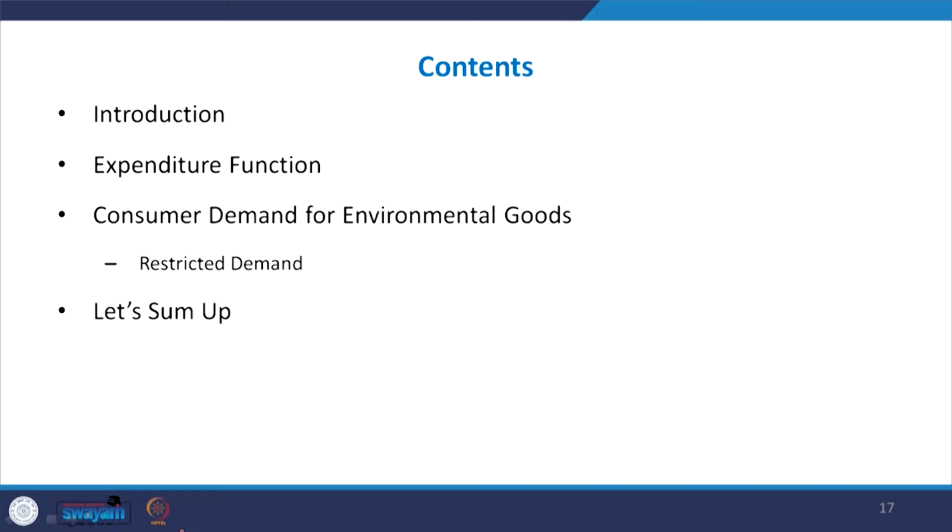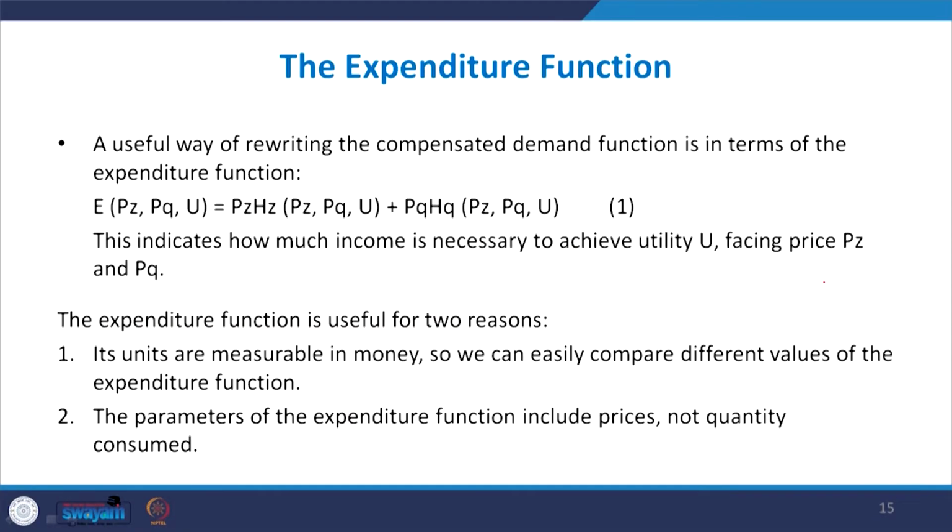And in this lecture, you will study about the restricted demand functions and expenditure functions, and you will also study about the derivation of the demand curve when we have two products, one is a conventional product and the other is an environmental product. After understanding these two demand functions, let me now tell you the expenditure function.